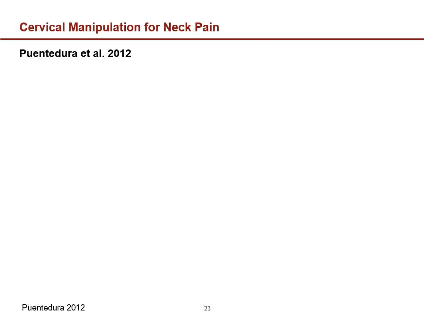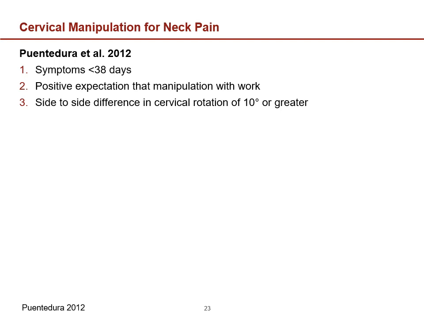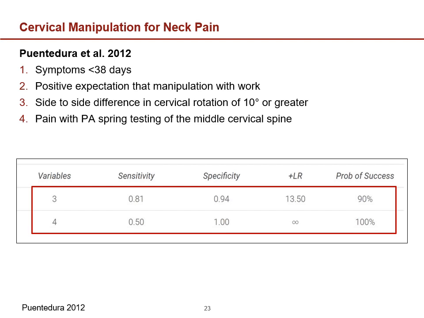And so for cervical manipulation for neck pain, we have Puentedura in 2012 looking at when is it appropriate to manipulate when we have neck pain. And they suggested that if you have symptoms less than 38 days, if you have a positive expectation that the manipulation will work, if there's a side-to-side difference in cervical rotation of 10 degrees or greater, if there's pain with PA spring testing of the middle cervical spine, then 3 out of the 4 variables presents with a 90% probability of success, and all 4 of the variables, if a patient has it, puts us at a 100% probability of success.